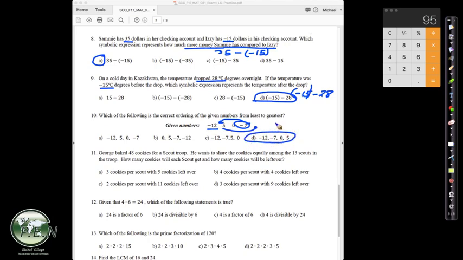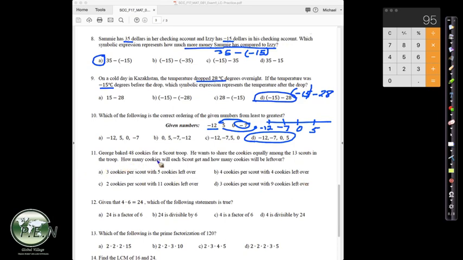And again, one way to do this is put them all on a number line. So 0 is somewhere here. We know 5 is bigger than 0. We'll put it over there. Negative 7 is smaller than 0. And negative 12 is the most negative, so it's got to go down here. That's the correct ordering.